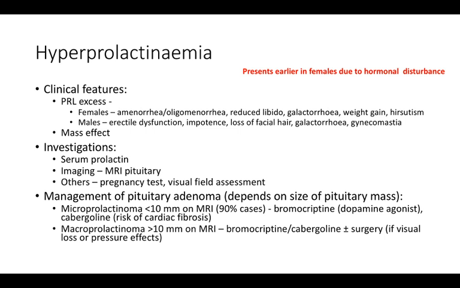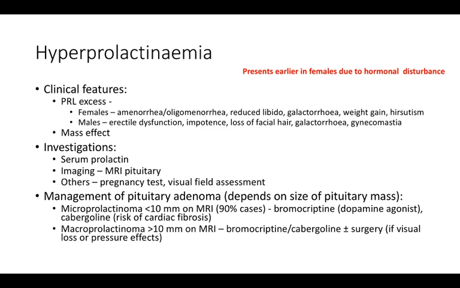So management of a pituitary adenoma depends on the size of the pituitary mass. Microprolactinomas, which are less than 10 millimeters in size, as measured on the MRI, are usually managed with medical therapies including bromocriptine and cabergoline. Macroprolactinomas, which are more than 10 millimeters in size, are usually managed with medical therapy and surgery if there are associated visual losses or pressure effects.